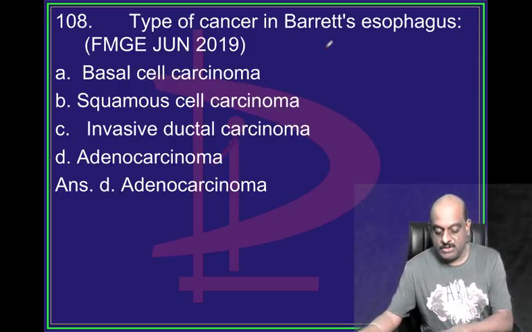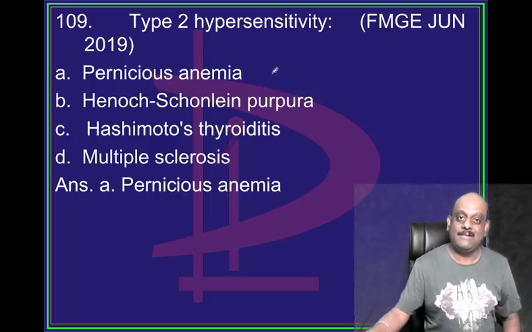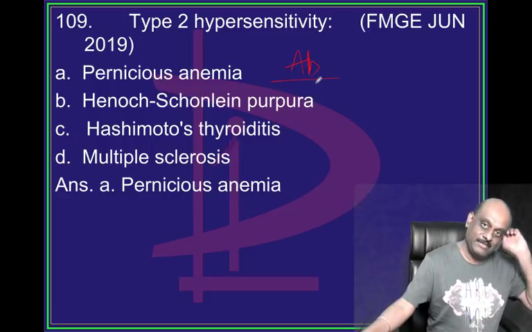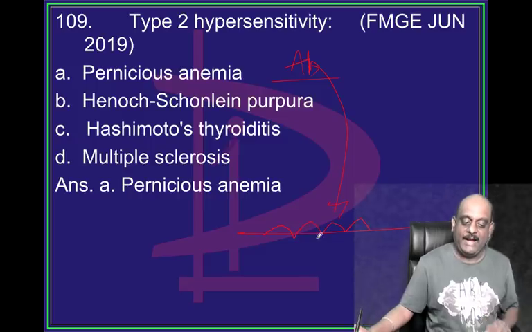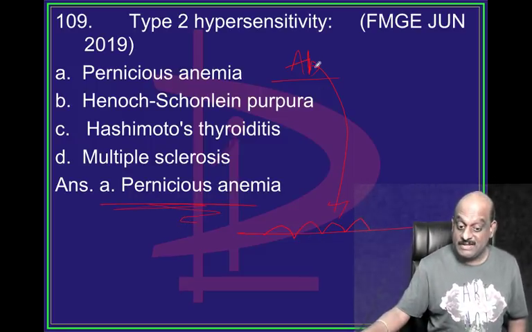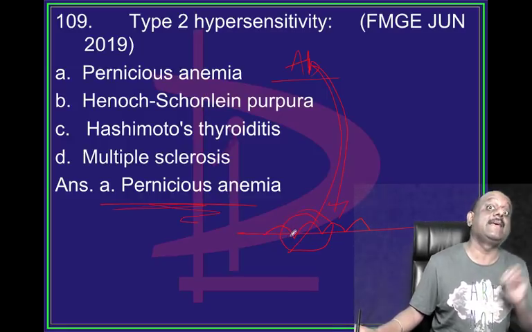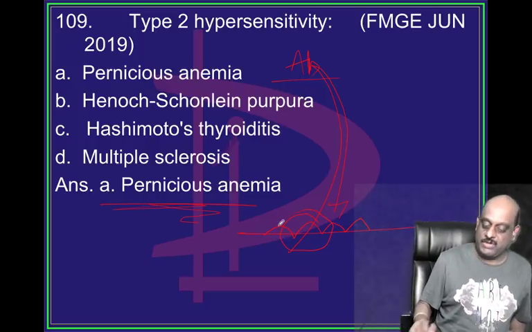Barrett's esophagus, you have adenocarcinoma. Type 2 hypersensitivity kya hota hai? Antibody free and attacking a fixed antigen. That happens in pernicious anemia because it is going and hitting the fixed antigen on the parietal cells and preventing intrinsic factor production. That's what you need to remember.